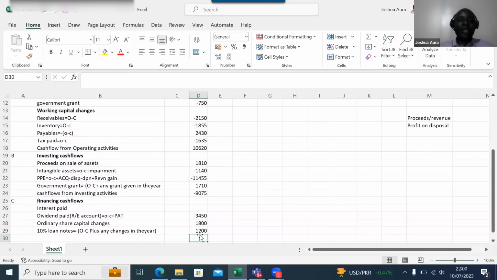You should be able to say enter. Now for interest paid, you look for the interest obligation, opening minus closing, plus any interest in the year.